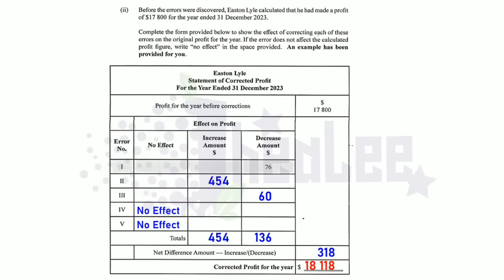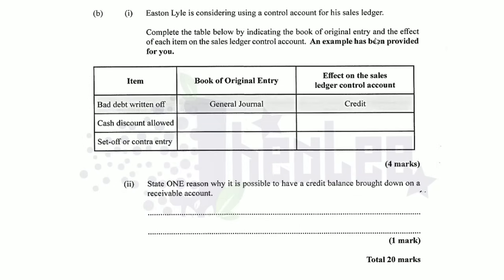So you only use the items that you would have used in your income statement to calculate the profit. With that said, we can move into the last part of the question. It reads, Easton Lie is considering using a control account for his ledger. Complete the table below by indicating the book of original entry and the effect of each item on the sales ledger control. Effect meaning whether you're going to debit or credit based on if there's an increase or decrease.